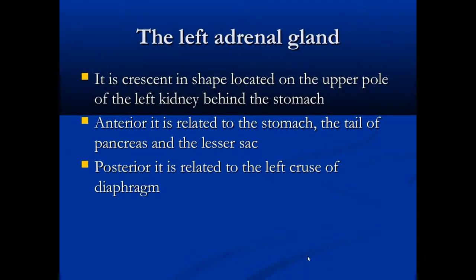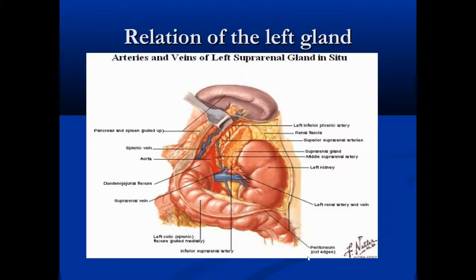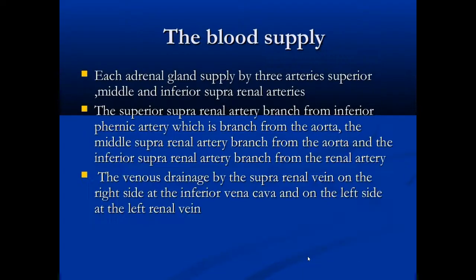The left adrenal gland is crescent in shape, located on the upper pole of the left kidney behind the stomach. Anteriorly, it is related to the stomach, the tail of the pancreas, and the lesser sac. Posteriorly, it is related to the left crus of the diaphragm. So you can see in this picture the relations of the left gland.